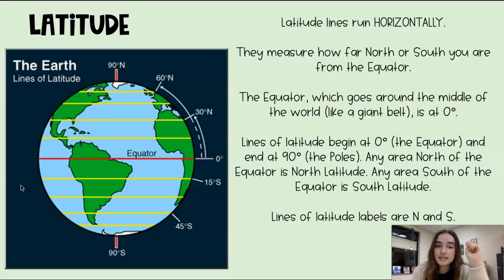Lines of latitude begin at 0 degrees at the equator and end at both of the poles, the North Pole and the South Pole. And from the equator, they go up to 90 degrees going north and 90 degrees going south. Any area north of the equator is north latitude, and any area south of the equator is south latitude. When we are writing the coordinates, the lines of latitude labels are either going to be north or south, always.